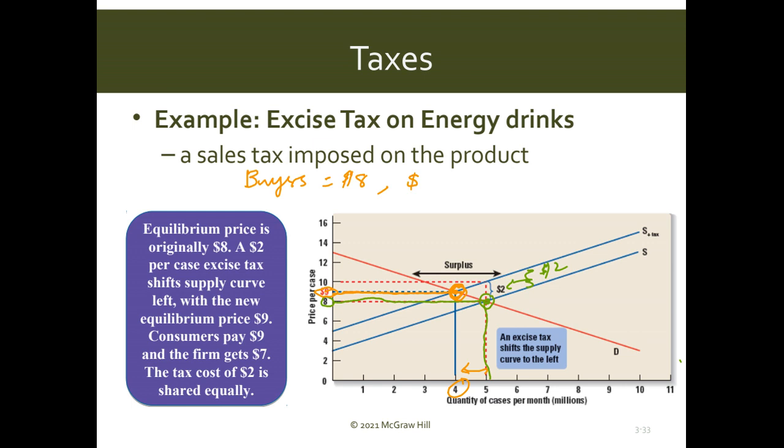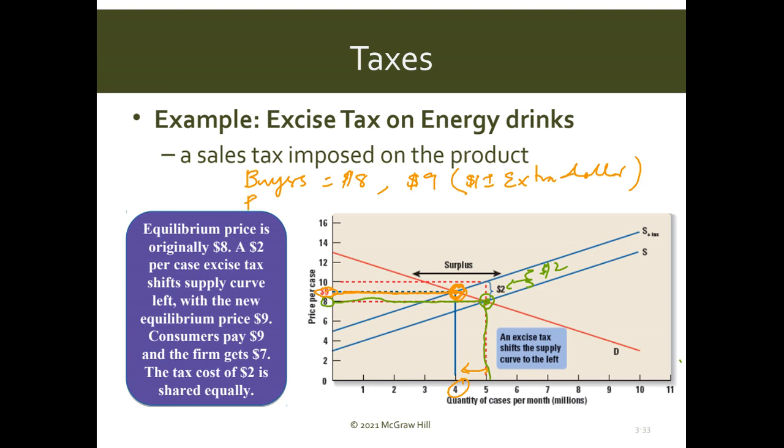So technically, after taxes, consumers are paying $1 extra. So consumers now are paying $1 extra. Before the tax, they were paying $8. Now they are paying $9. Remember, the equilibrium price is the price that consumers are paying. What about producers? So initially, before the tax, let me write here so that you know what I'm doing.